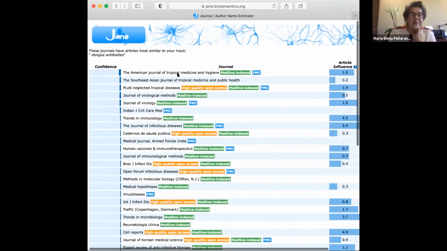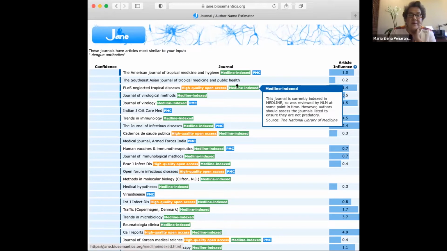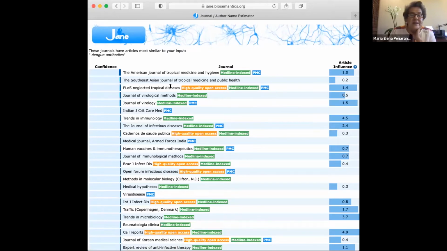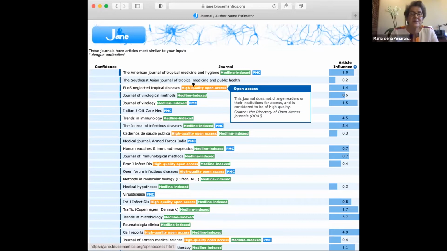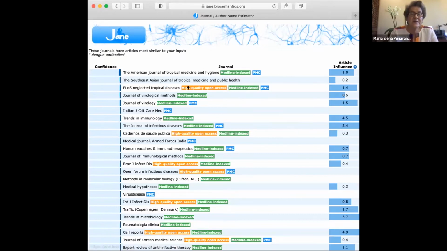And we have the American Journal of Tropical Medicine, and it says it's a Medline index. Southwest Asian Journal, this is more obscure, and this is the rating of the journals. Plus, Neglected Tropical Diseases, that's a good one to publish in. I know that they will lower the fee if you ask nicely to the editor and say you don't have the means and your article is interesting to them, they will publish.